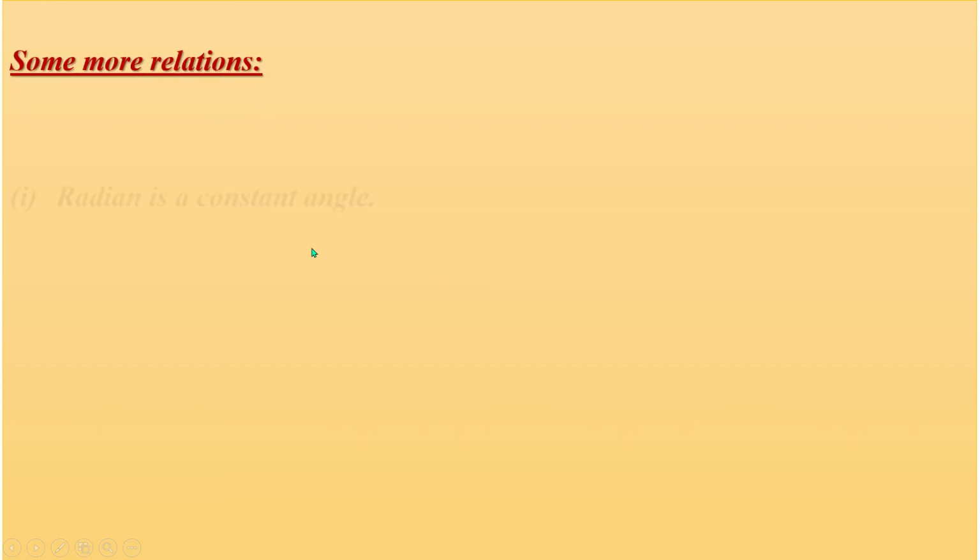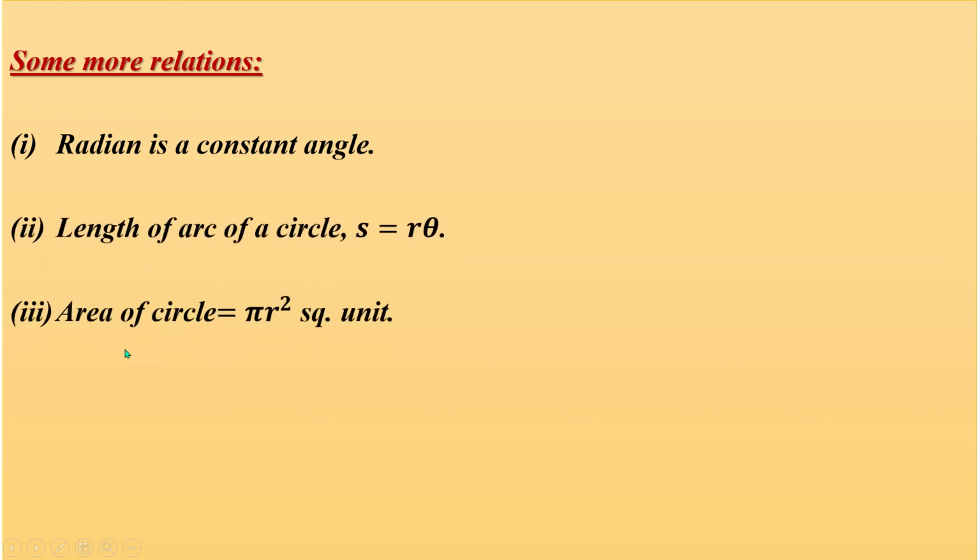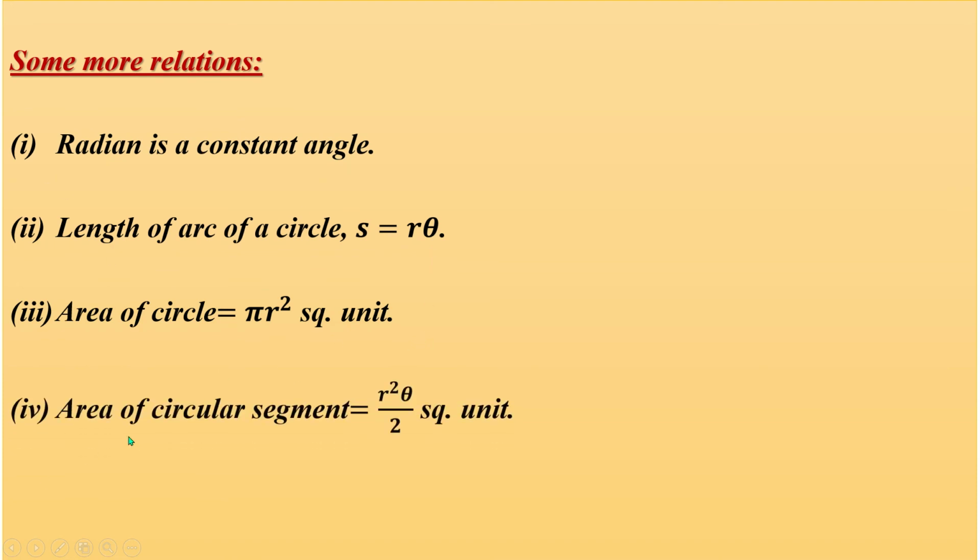Some more relations: radian is a constant angle, length of arc of a circle is s equal to r theta, area of circle is equal to pi r square unit, area of circular segment is r square theta divided by 2. By using these relations, we'll solve the problems.